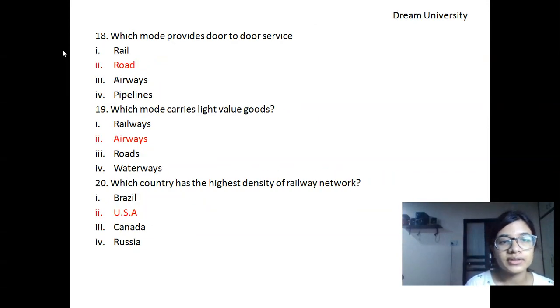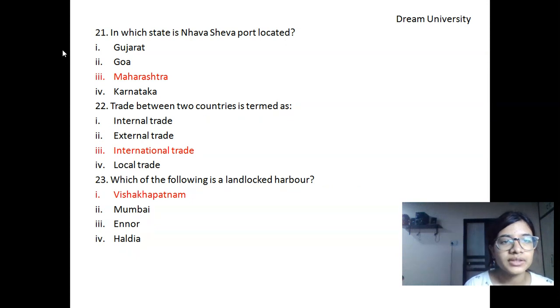Then which mode provides door-to-door services? It is obvious that it is going to be roadways. Then which mode carries light high-value goods? It is airways. Then country having the highest density of railway network is USA. Nhava Sheva port is located in Maharashtra. So as I told you, you need to be familiar with the location of the ports. So for this, I'm reiterating again, please go through the maps.